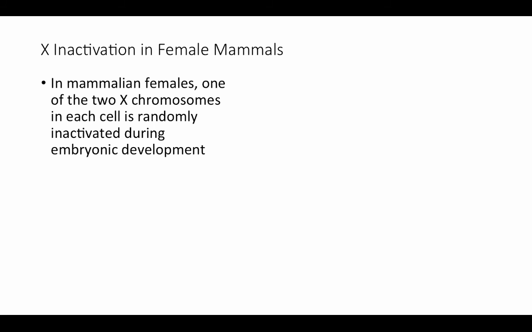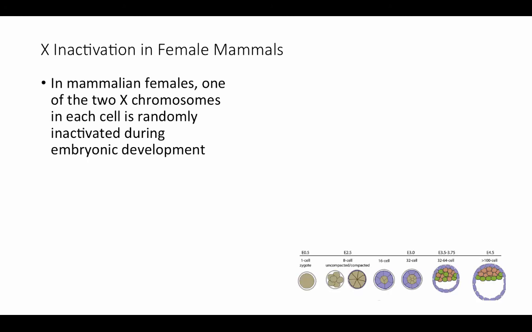So an interesting phenomenon occurs in mammals, in the females. At an early stage of development, one of their two X chromosomes in each cell is randomly inactivated during embryonic development. So what this means is that females get the same gene dosage. They still get the effect of just one of their two X chromosomes, the same as males would. So let me explain a little bit more how this happens.